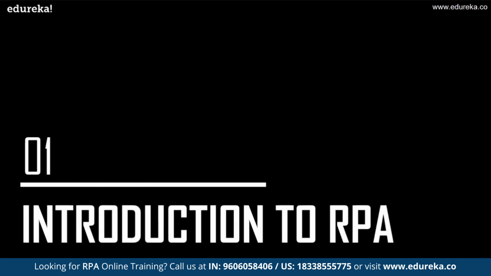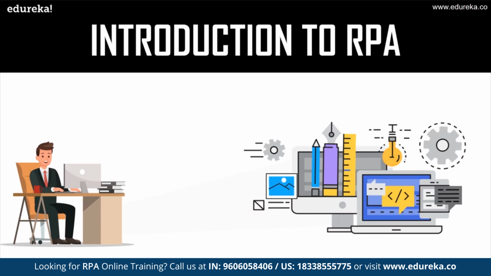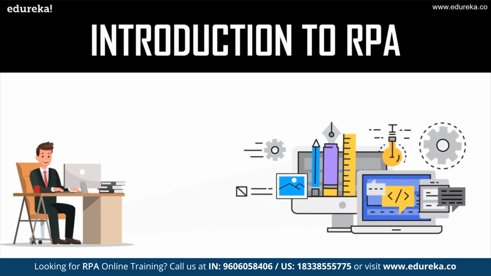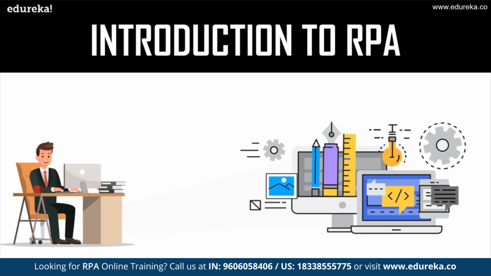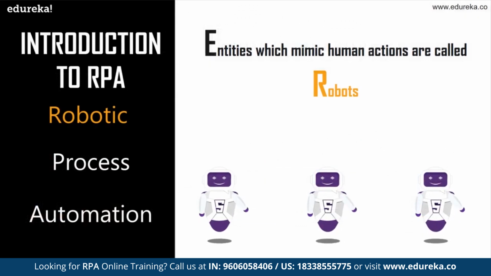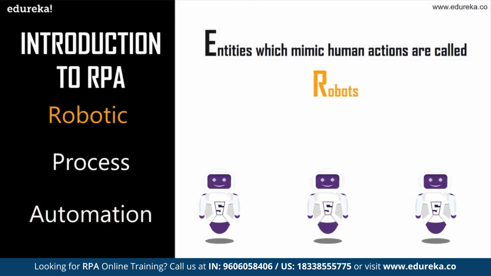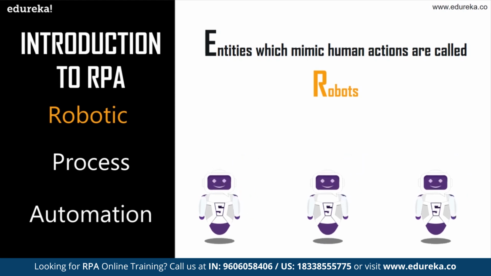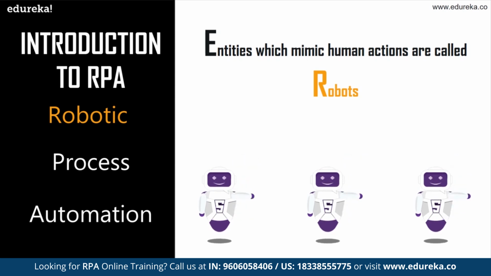So if I have to define the term RPA for you, then the process of automating business operations with the help of robots to reduce human intervention is nothing but robotic process automation. Now, if you hear the term robotic process automation, there are mainly three terms that you have to understand over here. That is robotic, process, and automation. So starting with robotics, they are those entities which mimic human actions. So all the entities which mimic human actions are called robots.